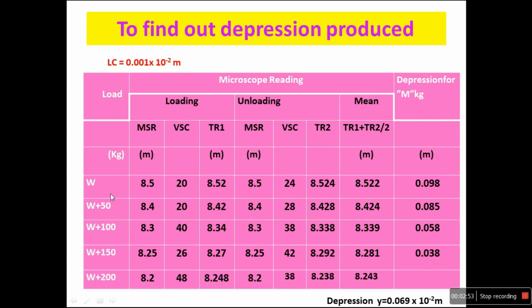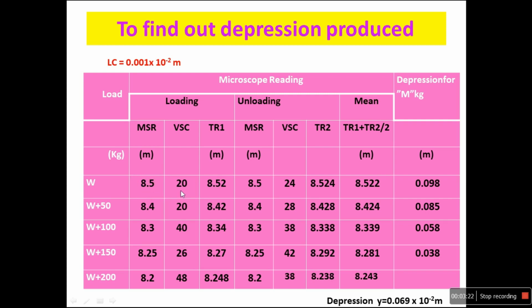Okay, so the first reading is W, without adding any weight. W is equal to the first reading 8.5, main scale reading 8.5, vernier scale coincidence 20. How to take the main scale reading? The zero of the vernier scale on the main scale gives the main scale reading. So the zero of the vernier scale exactly coincides with the 8.5 division. So we take the main scale reading as 8.5.